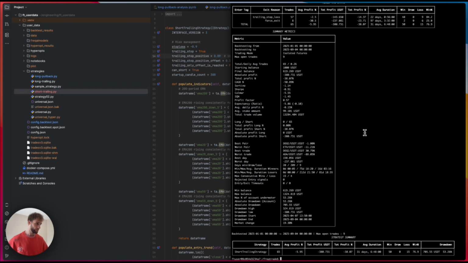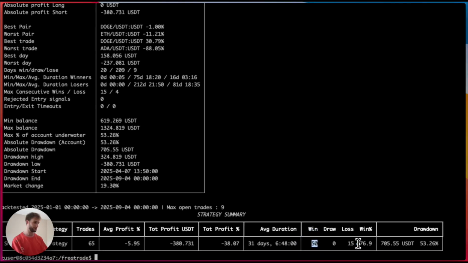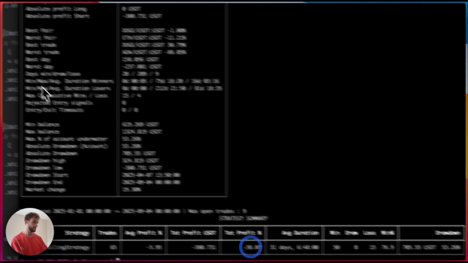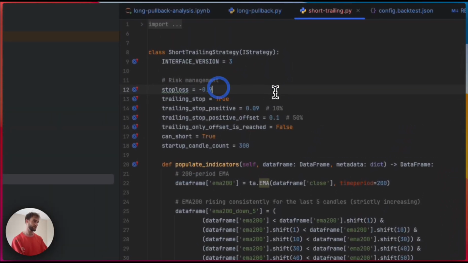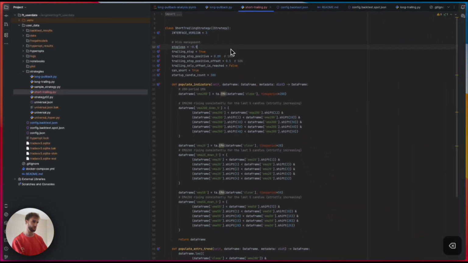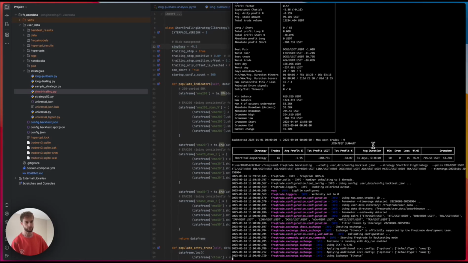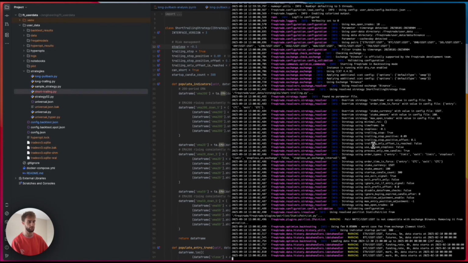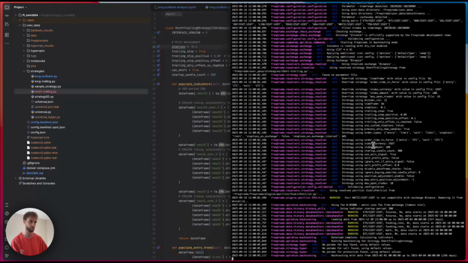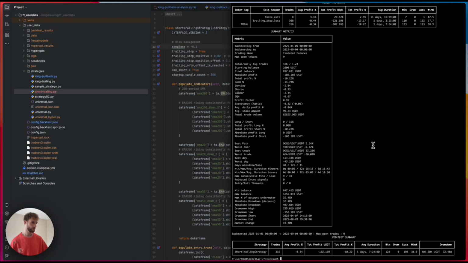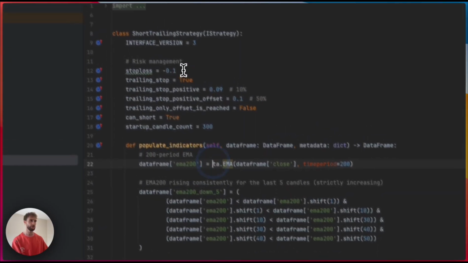Okay, even so, you can see that the winning ratio is like 60, but still lots of losses. So let's narrow down our stop loss to just 10% and see if it will help, because we're probably losing big sums on the bullish trends. Okay, yeah, better. Now we have a very big loss ratio, and still the total profit is minus 10.